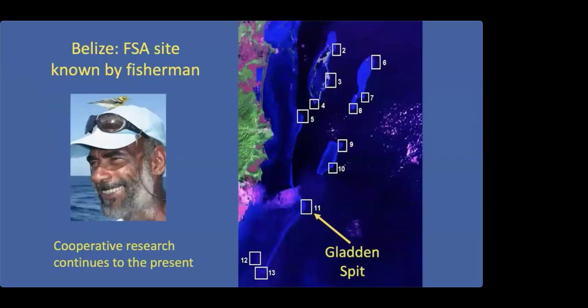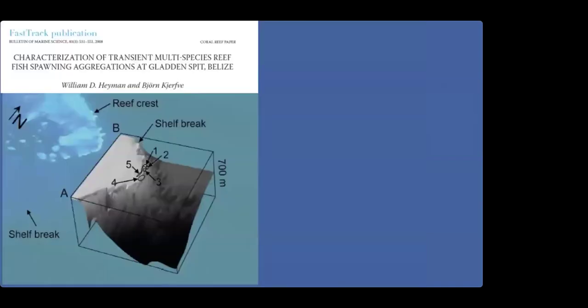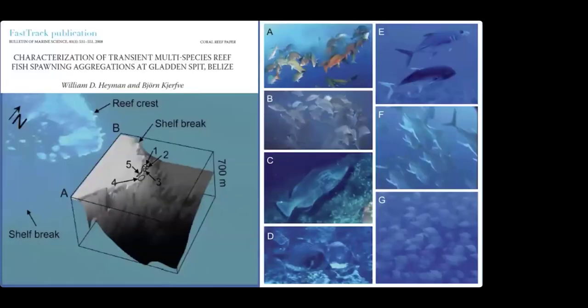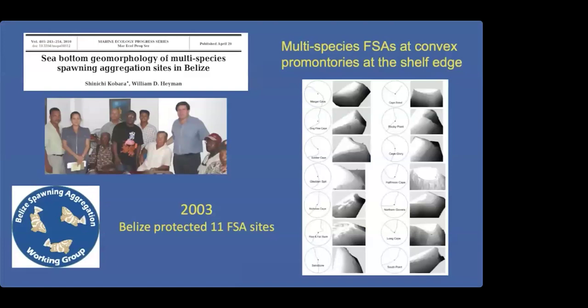In 1996, this fisherman, Eloy Cuevas, alerted me to a site that's been fished since the 1920s, a place called Gladden Spit, and we began working there and continue to do so to the present. What we showed is that you can see multiple species aggregate to spawn in relation with this reef promontory. Wondering if that was common, we looked at the sea bottom geomorphology of multi-species spawning aggregations throughout the nation of Belize and documented that most of these places do indeed occur at the shelf edge at convex reef promontories.